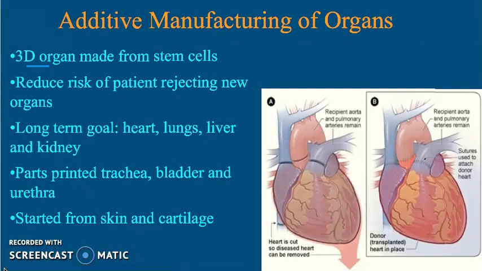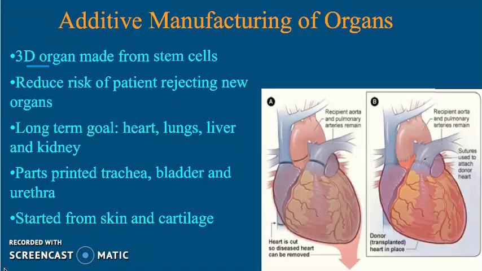Another biomedical application is 3D organs made from stem cells, which will be used for transplants. This will reduce the risk of patients rejecting the new organ because it uses the patient's own stem cells. Organ rejection happens because the cells in another person's organs are foreign to the patient, which results in a massive immune reaction against these new cells.